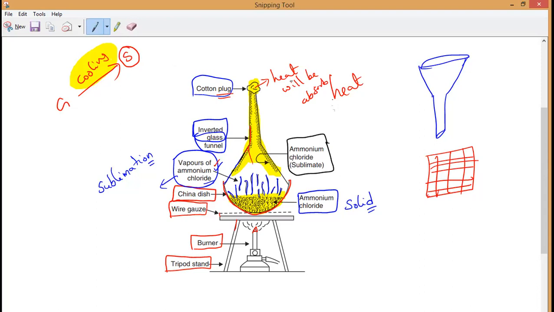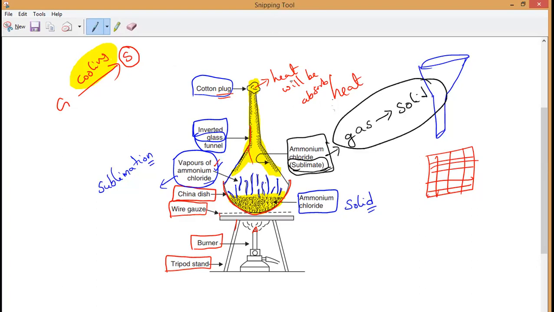Okay. So that is why the ammonium chloride which forms on the walls of the funnel is called a sublimate, or sublime. Anybody can tell me what this is called? It is called sublimate, sir. Sublimate. Why is it called a sublimate? Anyone? It is from gas, vapor to solid, sir. Ammonium chloride, gas to solid. Yes or no, Hari?